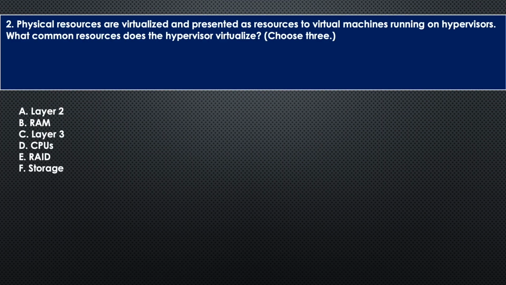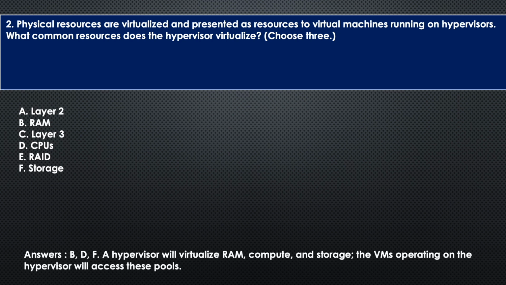2. Physical resources are virtualized and presented as resources to virtual machines running on hypervisors. What common resources does the hypervisor virtualize? Choose 3. A. Layer 2, B. RAM, C. Layer 3, D. CPU, E. RAID, F. Storage. Answers: B, D, F. A hypervisor will virtualize RAM, compute, and storage. The VMs operating on the hypervisor will access these pools.